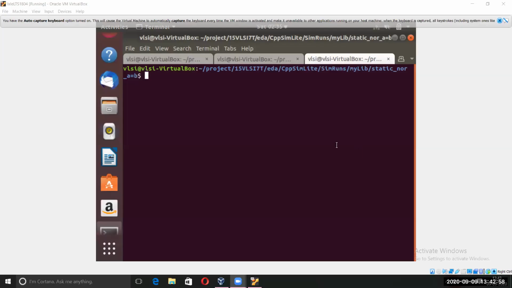Is my screen visible? Yes, yes. Good afternoon all. Today we are going to see the static and dynamic characteristics, like we have studied in the theory. We will do it in practical today, for NOR and NAND. I'll show the NOR static and dynamic characteristics, and Sharabi will show you the NAND.